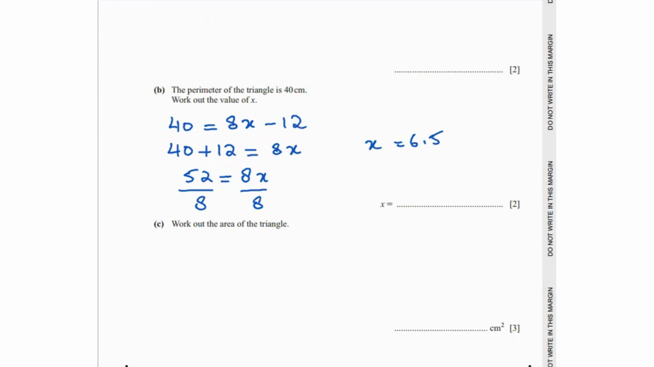Then it says work out the area of the triangle. So for the area of the triangle, the formula is 1/2 times base times height. But we don't know what the base and height values are. We just have expressions. However, we have the value of x now, so we can use that to find the base and height.